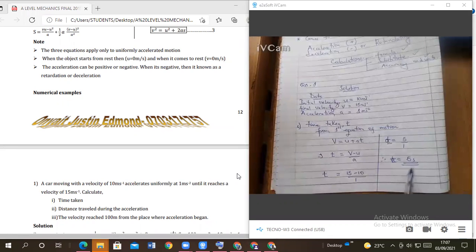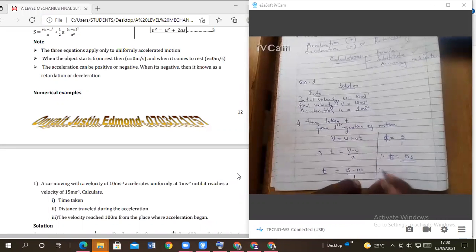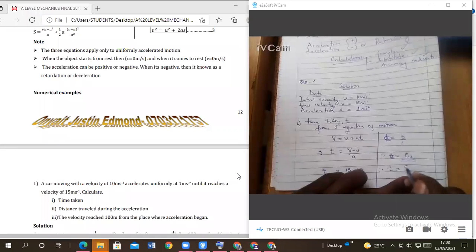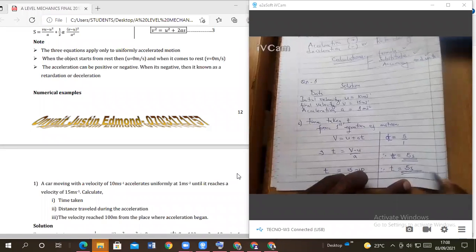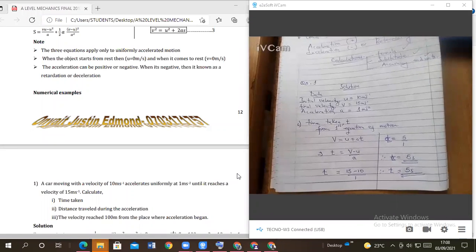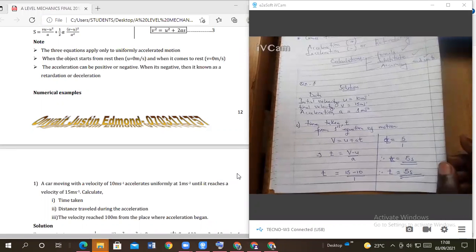And some of you don't know how to write 5. Your 5 also looks like s. That's where a problem will come. Make sure that you practice how to write 5 very well. You say, therefore, t is equal to 5 seconds, like that. Are you together, members? Yes.